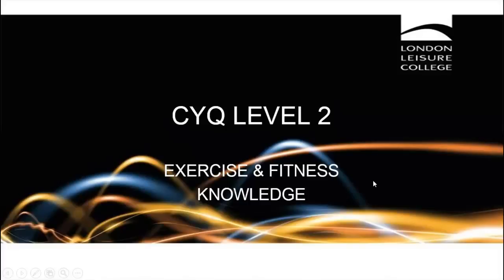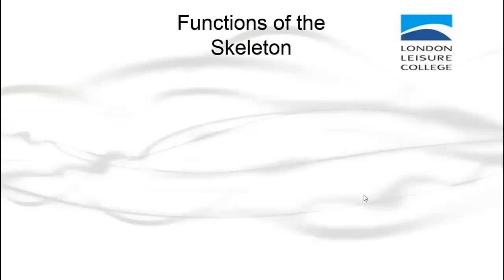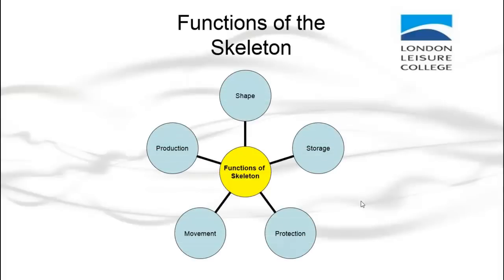CYQ Level 2 Exercise and Fitness Knowledge. We're looking at bones and joints. The first element that you need to be aware of are functions of the skeleton. Now there are 5 main functions of the skeleton, and these are shape, storage, protection, movement and production, and we're going to go through each of these in isolation right now.